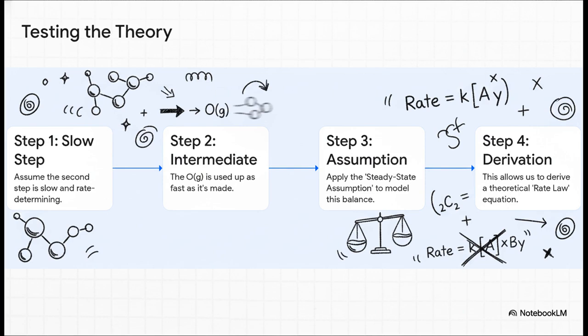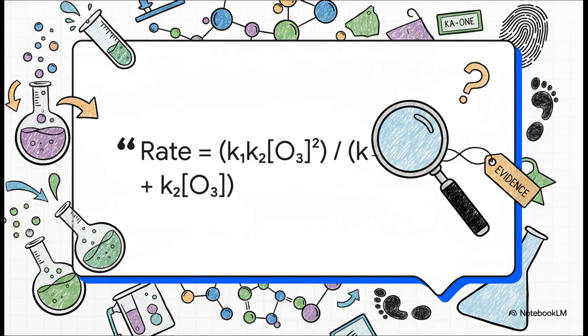So how do we turn this two-step story into one prediction we can actually test? Well, chemists have this brilliant trick up their sleeve called the steady state assumption. It basically says that that ghost particle, the atomic oxygen, is like a hot potato. It gets created and used up so fast that its concentration basically stays at zero. It's a clever assumption that lets us mash the two steps together into one master equation.